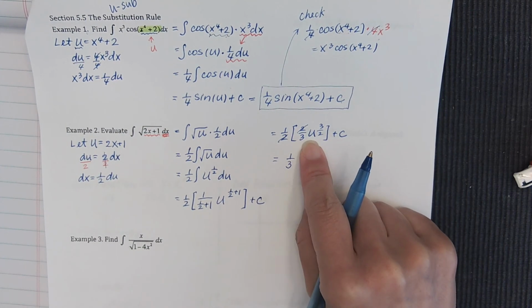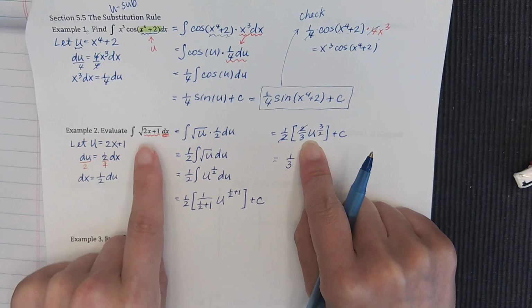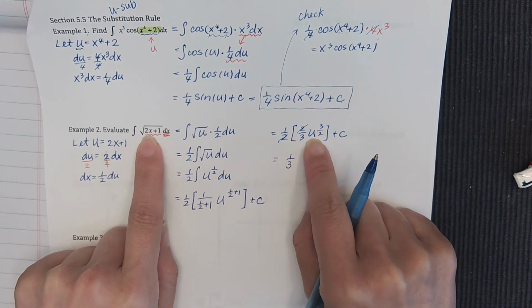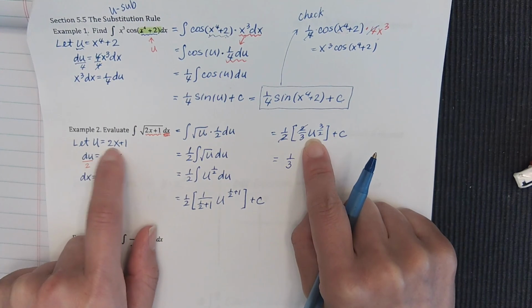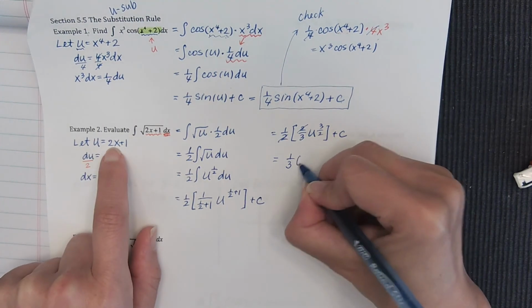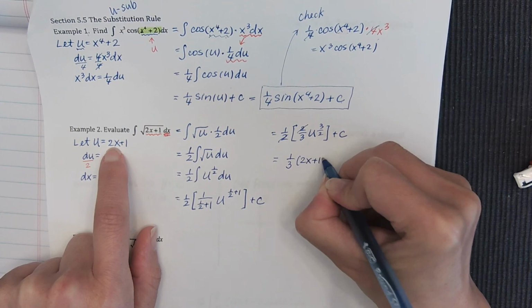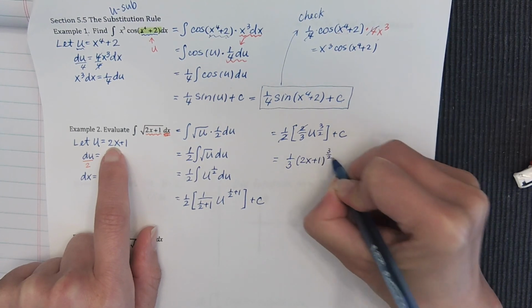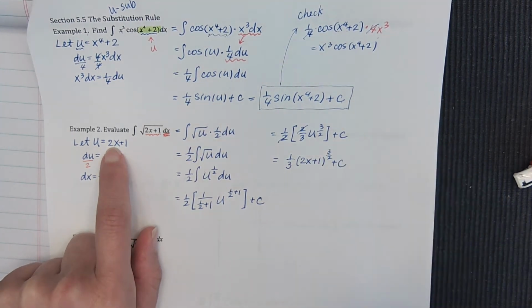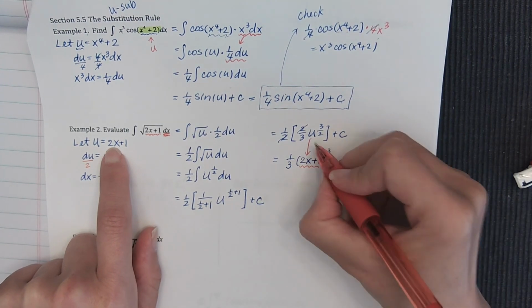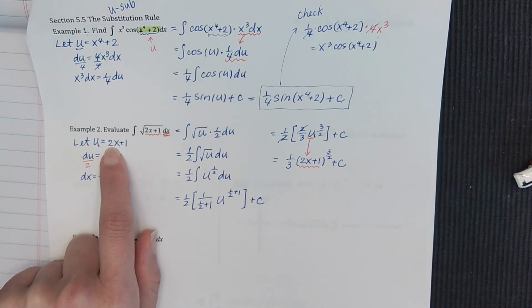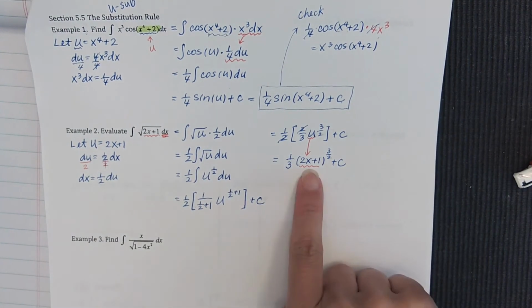Again, you don't leave the answer in u, because the answer should only be in x. So what's u? You should go back to x, back to 2x plus 1. So it's 2x plus 1 to the 3 over 2 power, plus c. Here's your final answer.